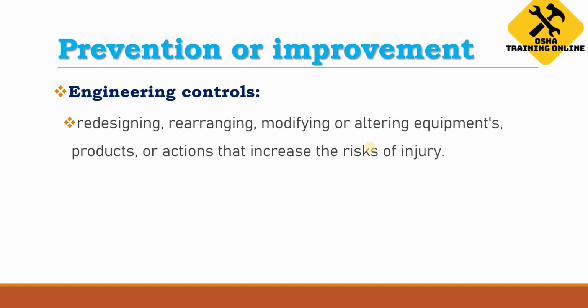Now lastly, we will discuss the prevention or improvement plan. The first one is engineering controls. How do we avoid workplace violence with engineering controls and improve the workplace? Redesign, rearrange, modify or alter the equipment, products or actions that increase the risk of injuries. We have to rethink and redesign our equipment and products used in the workplace, and we can also think about changing our actions, doing certain activities in different ways. This is engineering controls, which can help avoid workplace violence and improve the workplace.